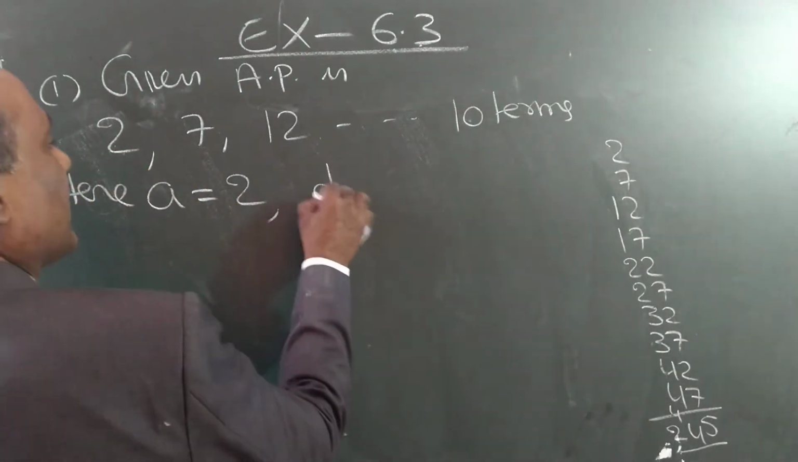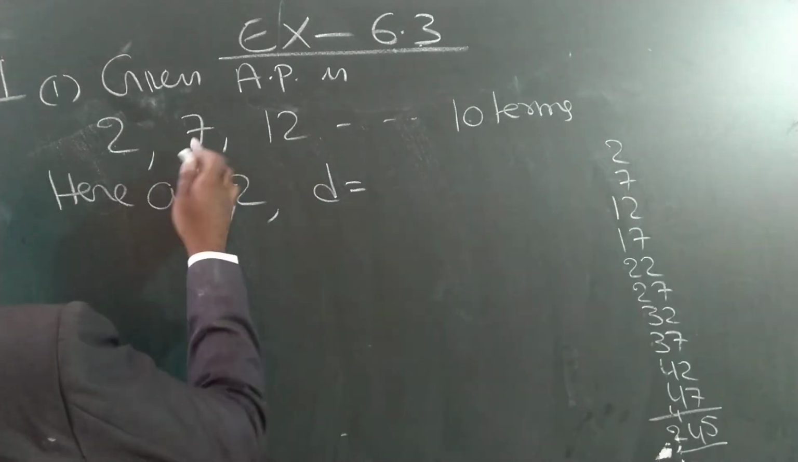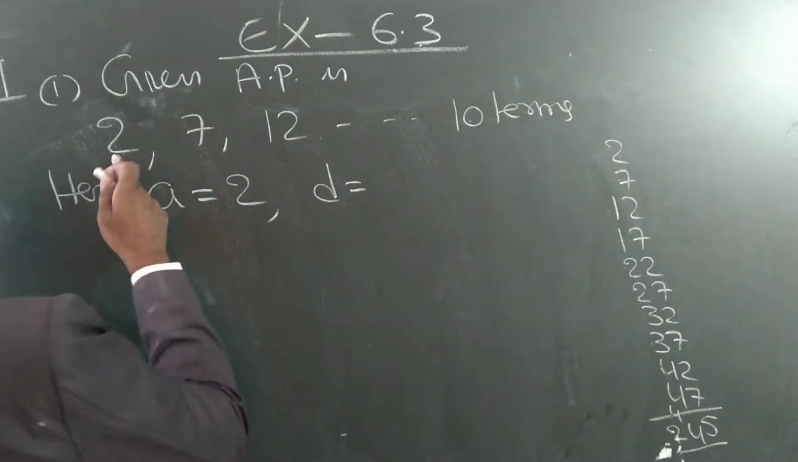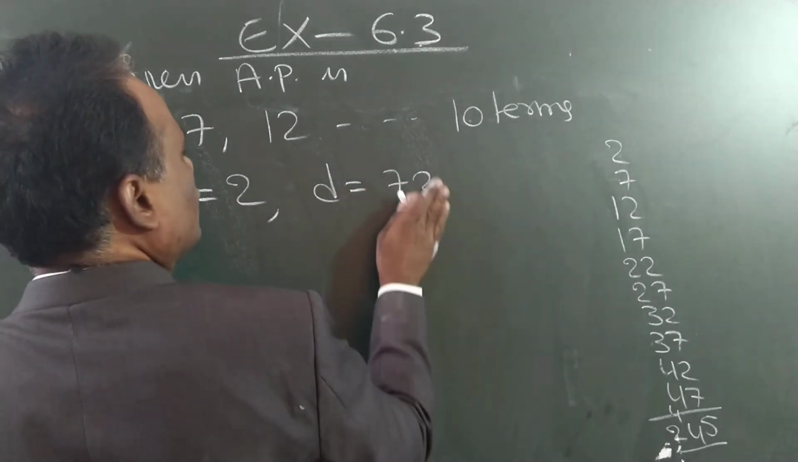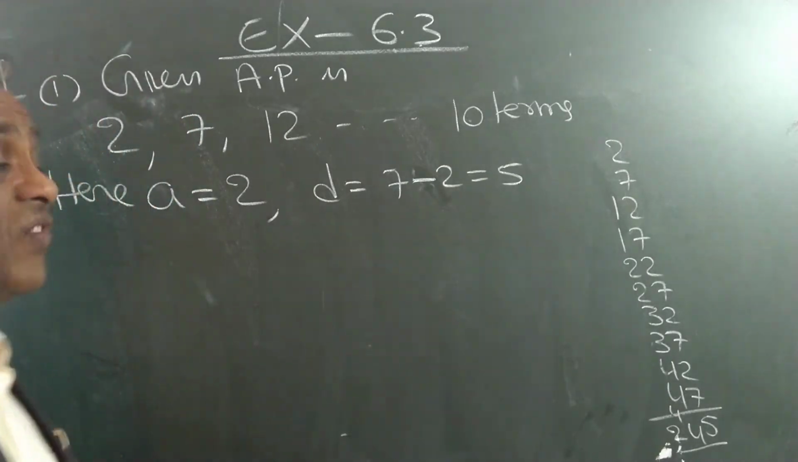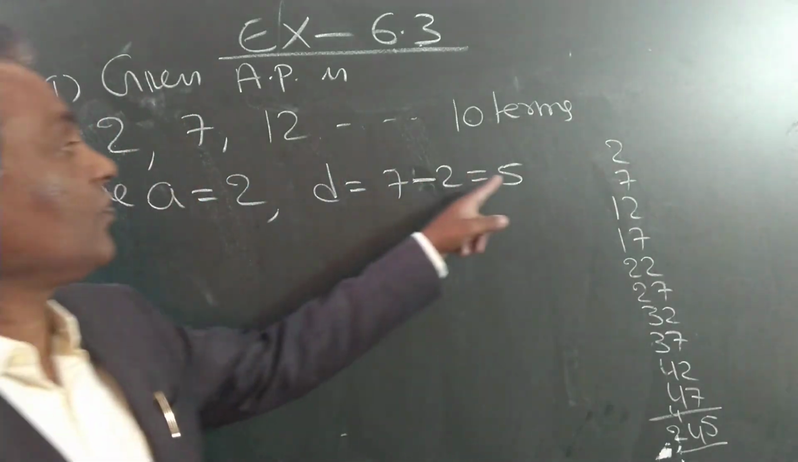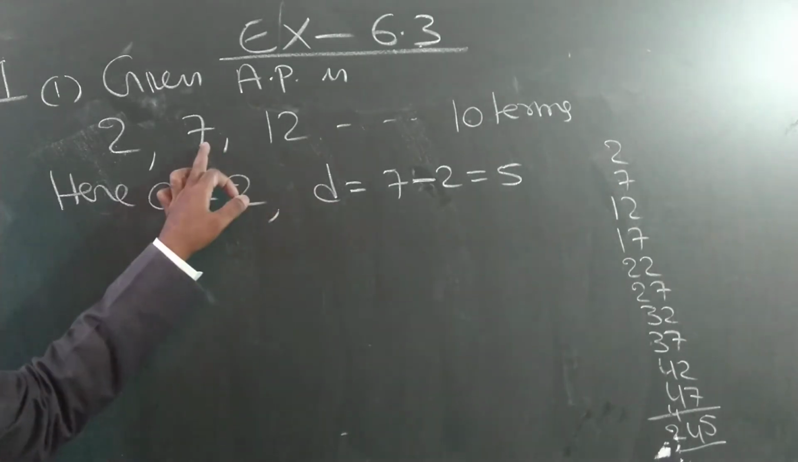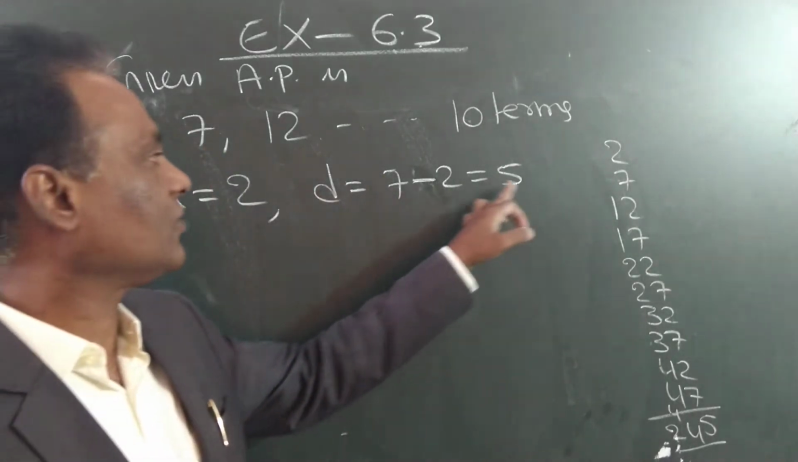What is the difference? The difference is second minus first, or third minus second, any difference. Second minus first: 7 minus 2 is 5. The first term is a, and the difference is second minus first, 7 minus 2, which is 5.